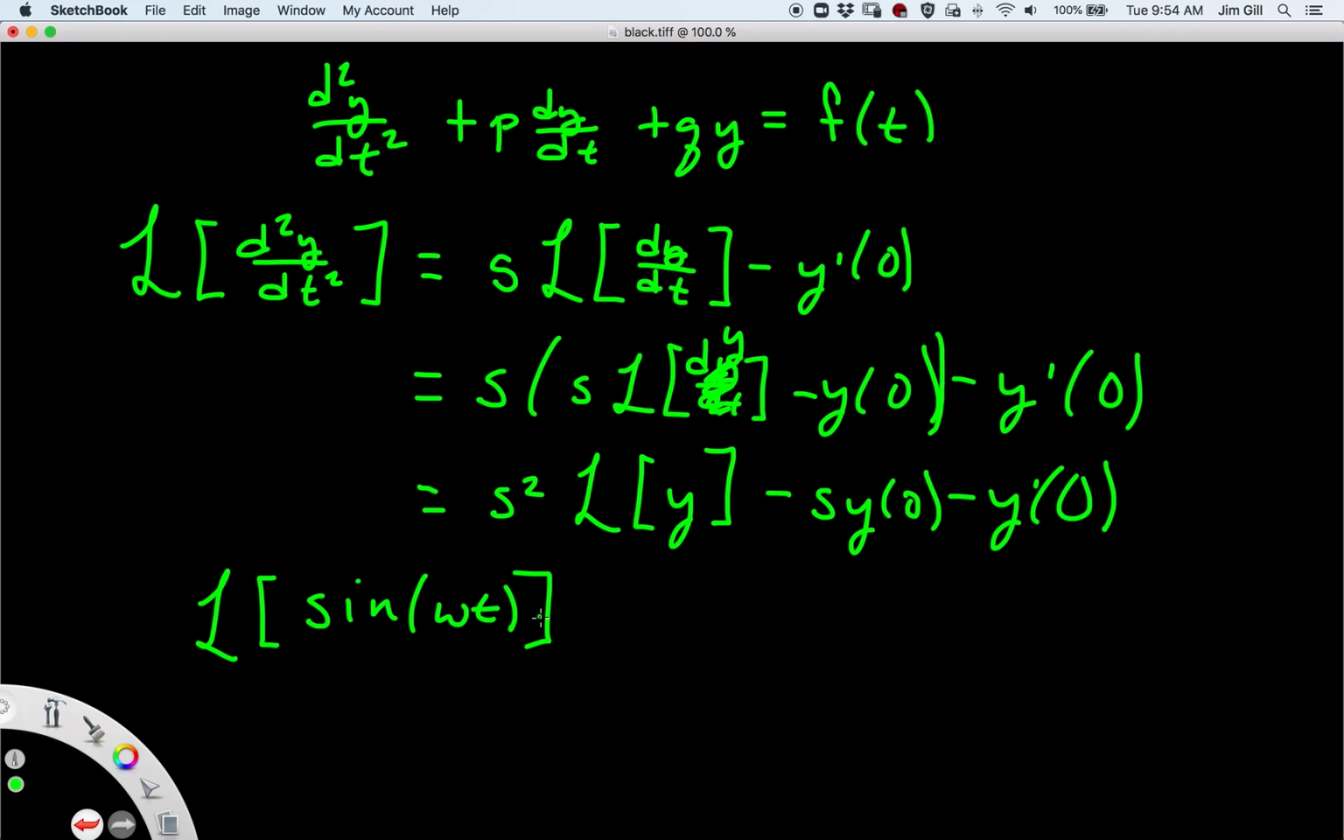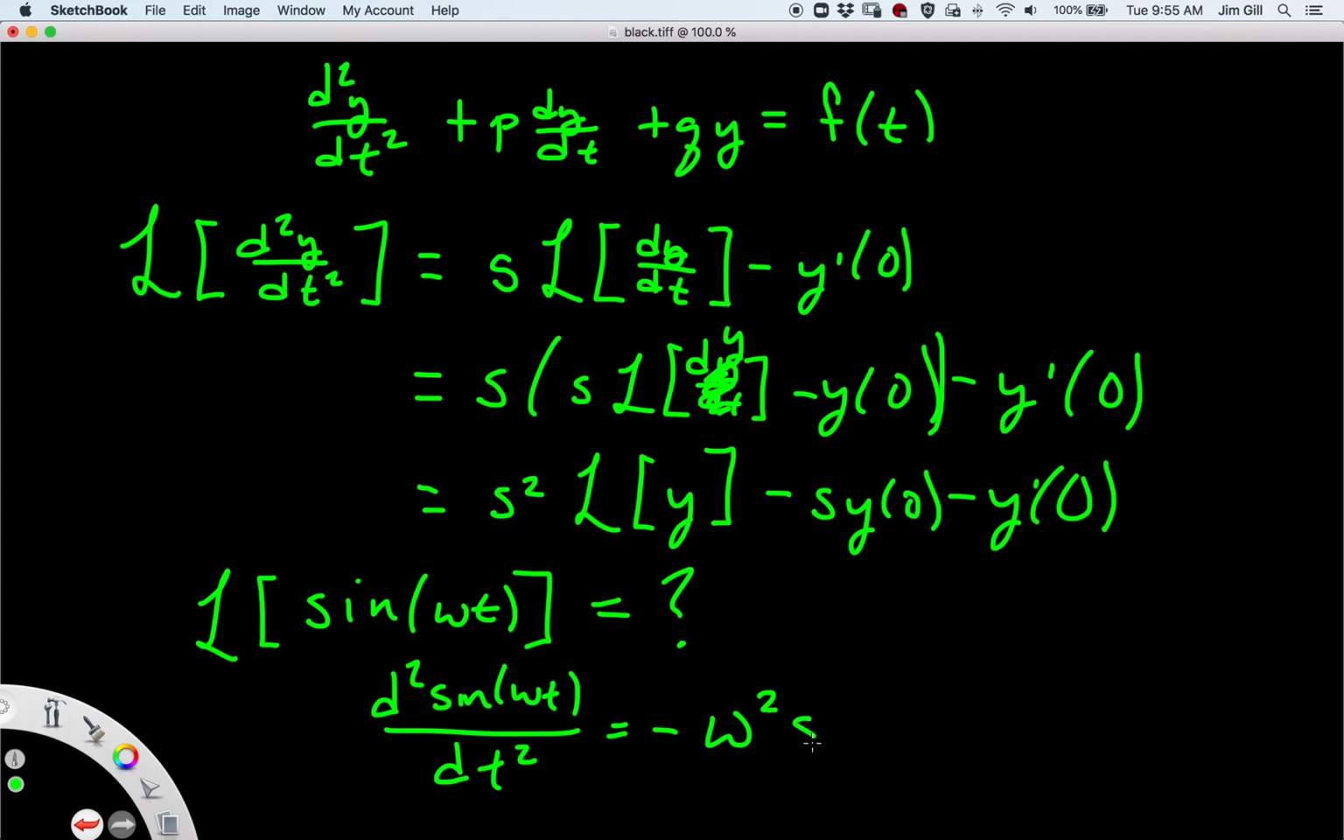All right? This is a sine function with period 2 pi over omega. And we'd like to know what the Laplace transform is. Right? Well, we could use the formula that defines the Laplace transform, that integral transform. That's going to take some work. It's doable though, but it's actually a lot easier to remember that the second derivative of sine of omega t is equal to negative omega squared sine of omega t. Okay. So we're going to use that here.